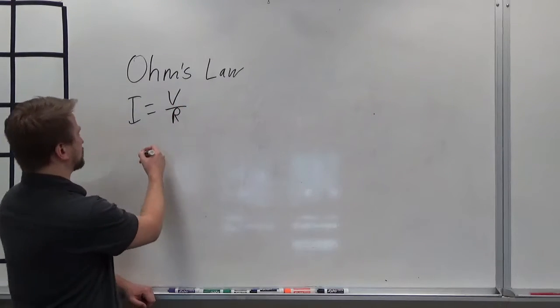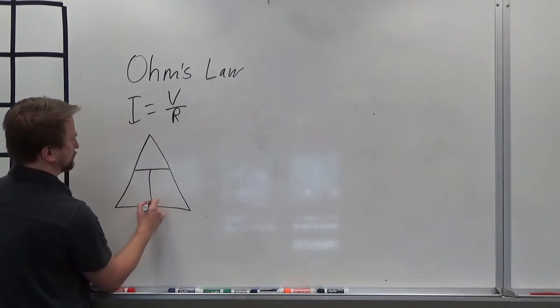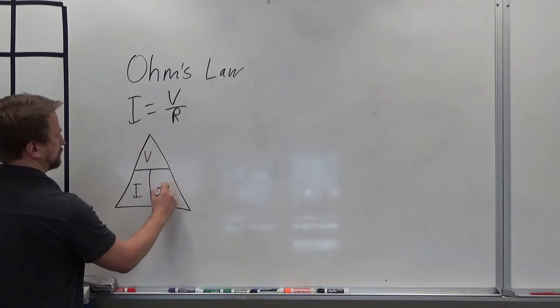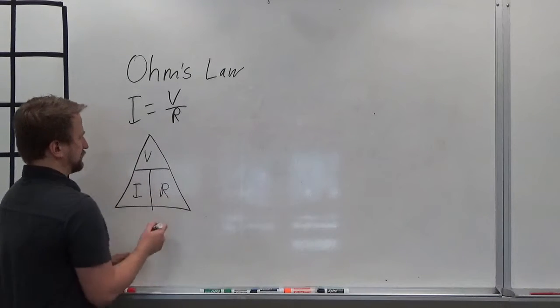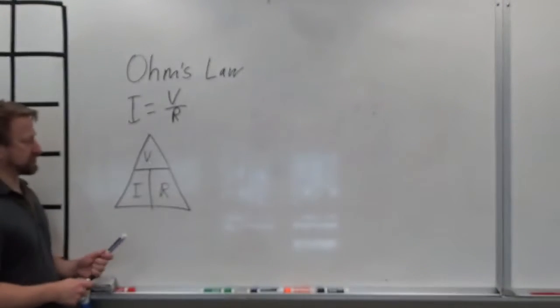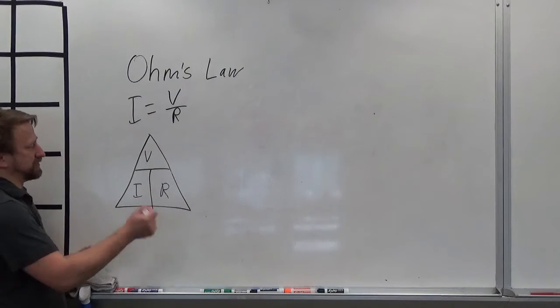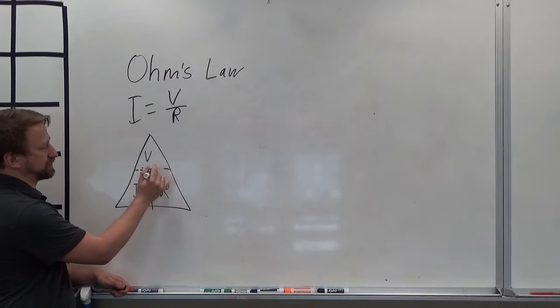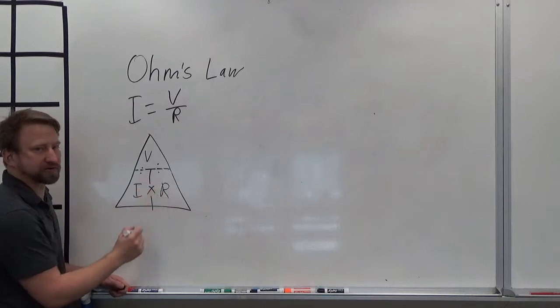If you're one of those people that like the triangles, we can put it into a triangle to make things a little easier for you. So we have I, V, R. Keep in mind, when you're using this triangle, if you're searching for something like resistance, you just cover up resistance, and then you have voltage divided by current. So if we're going top to bottom, we're dividing, and for letters next to each other, we're multiplying.